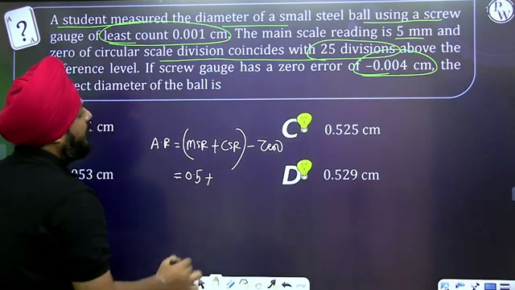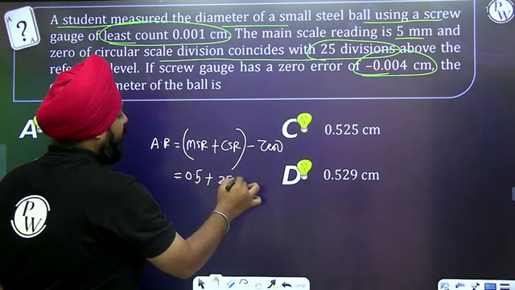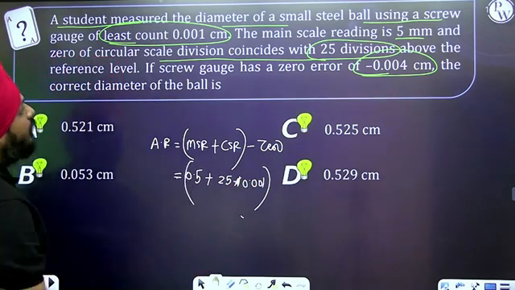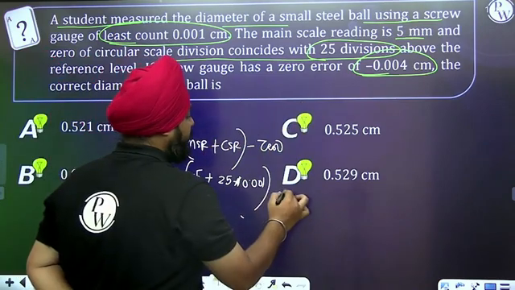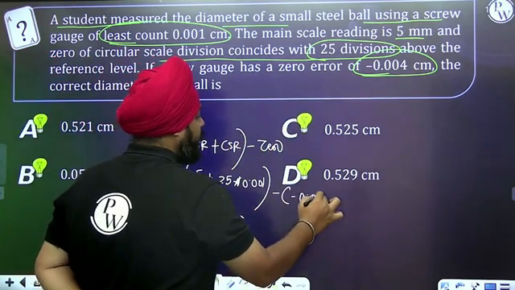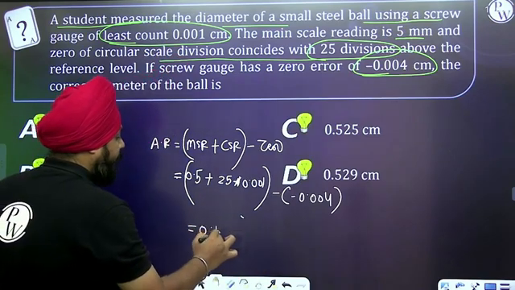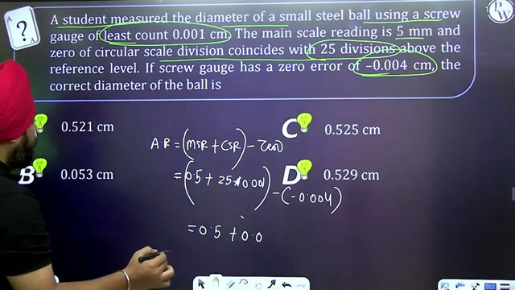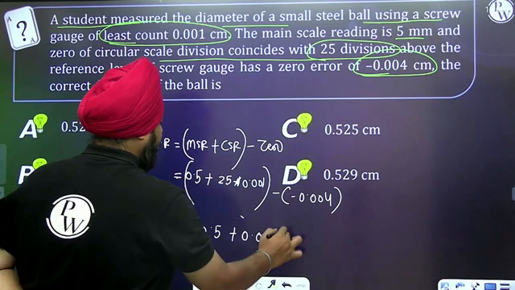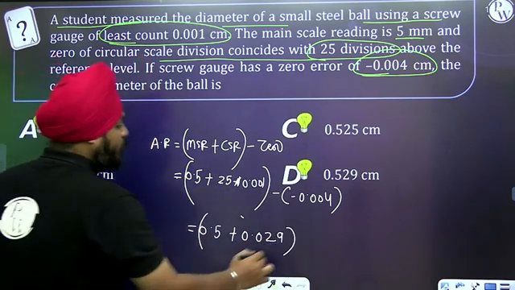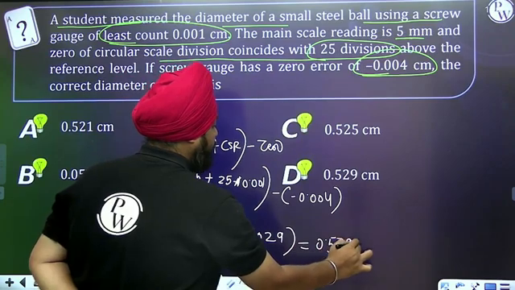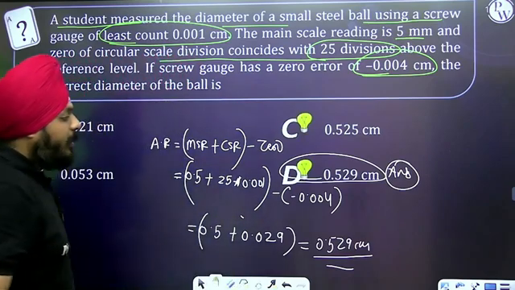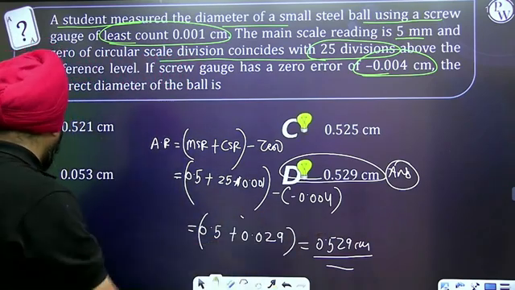0.5 centimeter is the main scale reading, and 25 divisions are coinciding. Least count is 0.001. Zero error is negative, so it is minus of negative 0.004. So it is 0.5 plus 0.025 plus 0.004, which is 0.529 centimeter. D is the perfect answer for this question. This is how things are calculated.